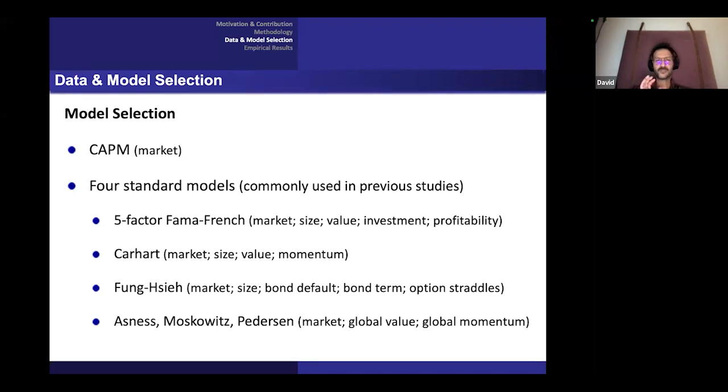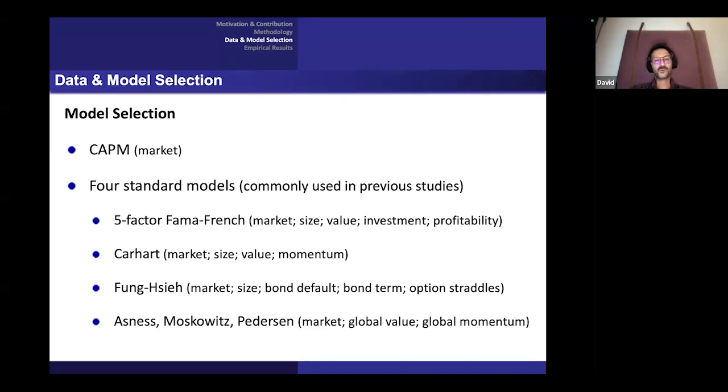Now for the first set of standard models, we look at what has been commonly used in the literature so far. So we have the five-factor Fama French model with market, size, value, investment and profitability. We have the Carhart model, which is market, size, value and momentum. The Fung-Hsieh model, which is probably the most widely used model for hedge funds because it has market, size, and then bond default and bond term that typically capture credit risk and the difference between long-term and short-term interest rates. So typically capturing some exposure the hedge funds have, but also option straddles that are dynamic strategies. Basically those factors have been created in order to capture some of the dynamic strategies followed by hedge funds. This is why Fung-Hsieh has become a standard.